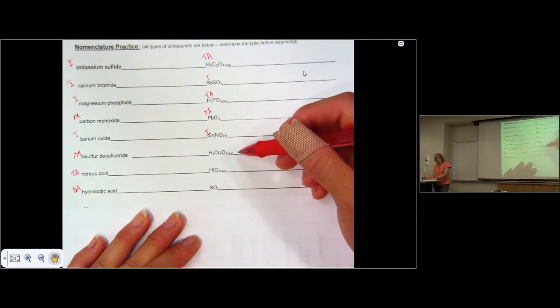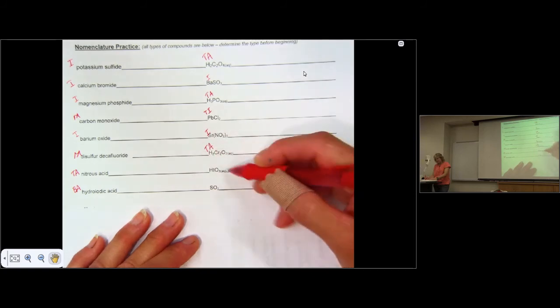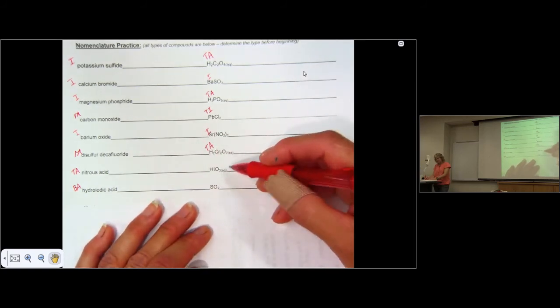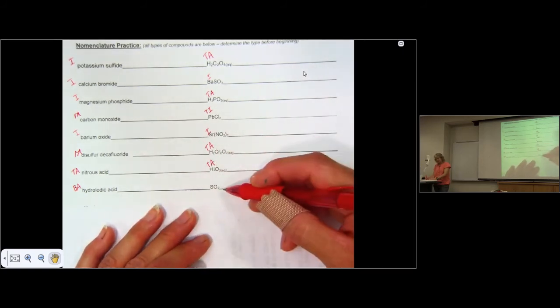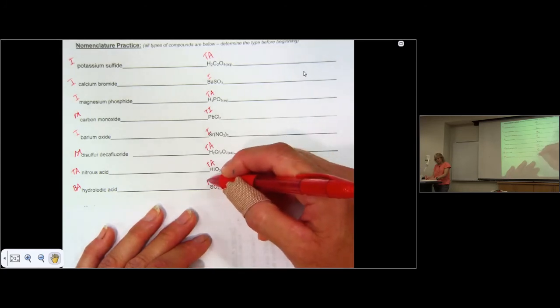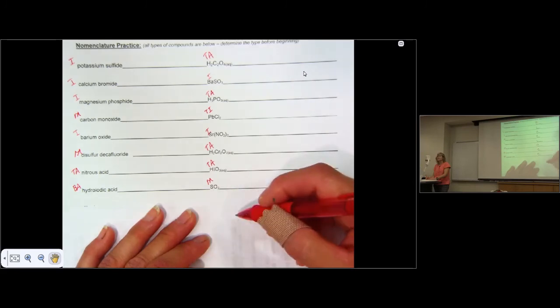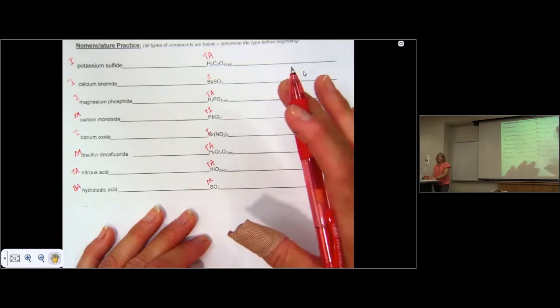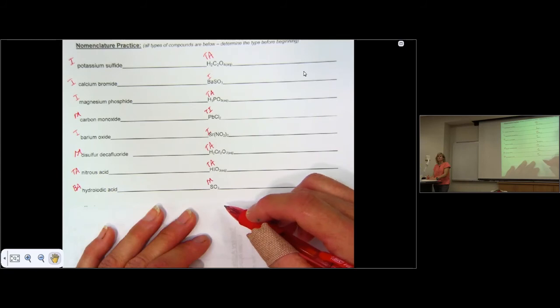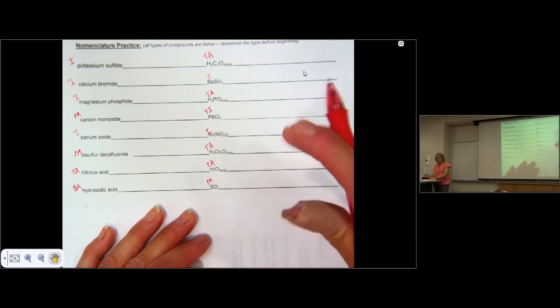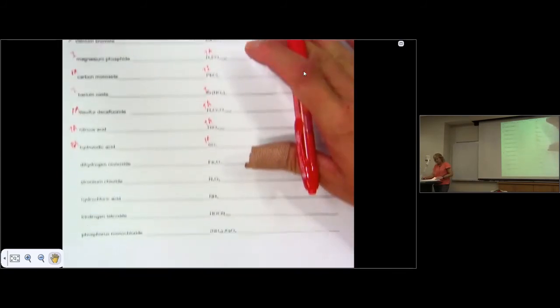H2Cr2O7, tertiary acid. HIO3, tertiary acid. SO2, molecular. Molecular. Why? What is this? I'm not saying name it. What kind of elements are these? 2 nonmetals. Now, I want to go somewhere on here just to show you something.